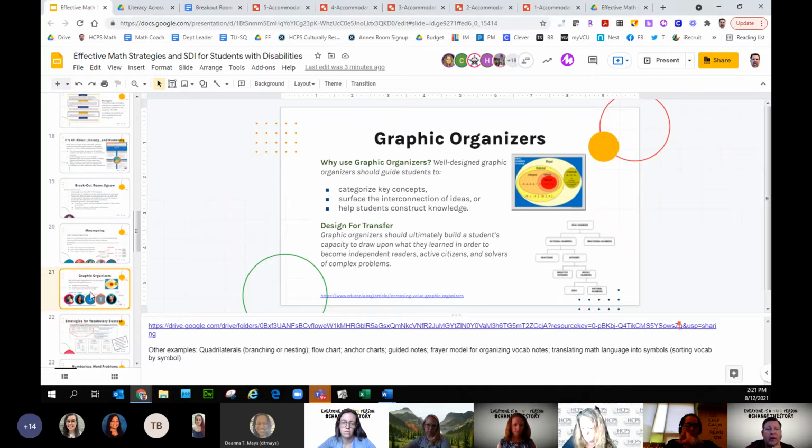Any other questions or comments on graphic organizers? I also like the FRAIR model too. I think it's in the notes there, but the FRAIR model helps support the literacy piece as well. So what it is, what it is not, definition, can you draw a picture, those types of things. Thank you for sharing.